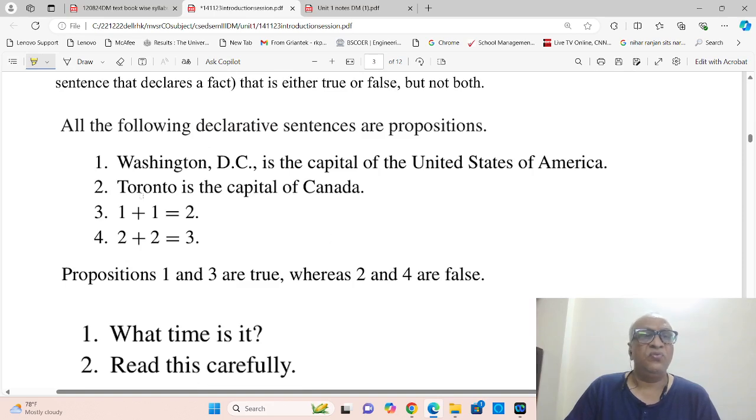For example, among the following four sentences, which are also called propositions, 1 and 3 are true, while 2 and 4 are false. Why are 1 and 3 true? Let us check. Washington DC is the capital of the United States of America. That is a true fact. The third one is 1 plus 1 is equal to 2. That is true. So propositions 1 and 3 are true. While we know that Toronto is not the capital of Canada, so proposition 2 is false. We also know that 2 plus 2 is not 3, so proposition 4 is also false.